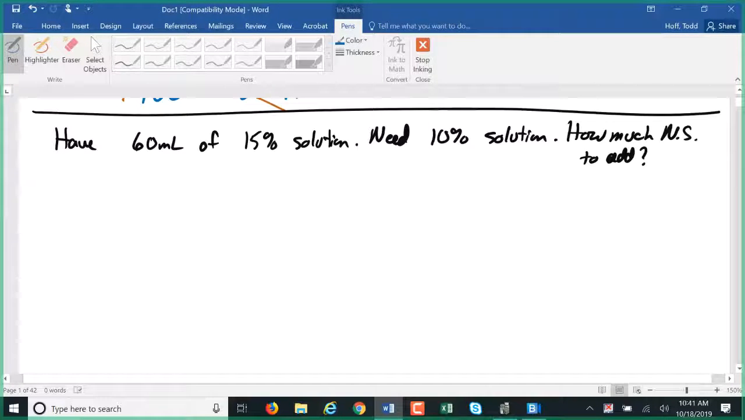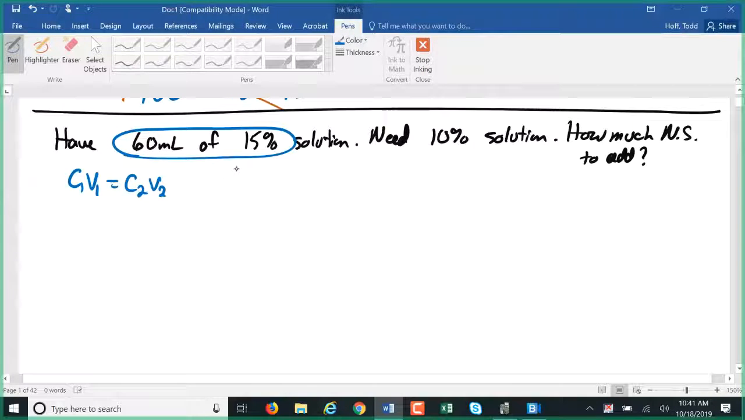So the tough part of these is figuring out what concept, what formula is being used here. We are changing the concentration. There are two ways to look at that. I didn't ask for dilution, I asked for the amount, the volume. So we have 60 milliliters of 15%. Most likely looking at our change in concentration formula here, C1V1 equals C2V2.